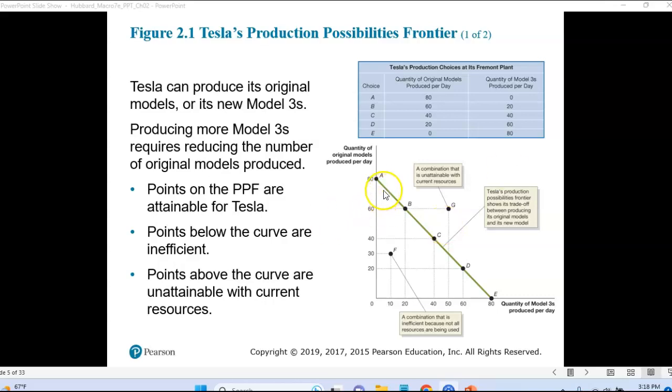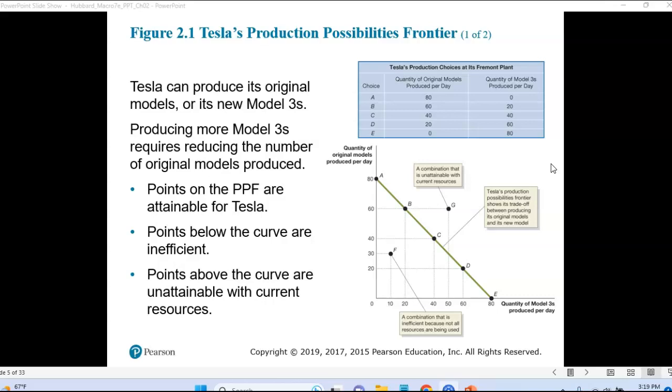Now, we can produce anywhere inside this graph right here. And if we look, there's a point F right here. At point F, you'll notice we're inside the production possibility frontier. That is classified as inefficient, or another term we look at is unemployed resources. So unemployment exists. It's a point where we're not producing at our maximum capacity and we're below our potential.